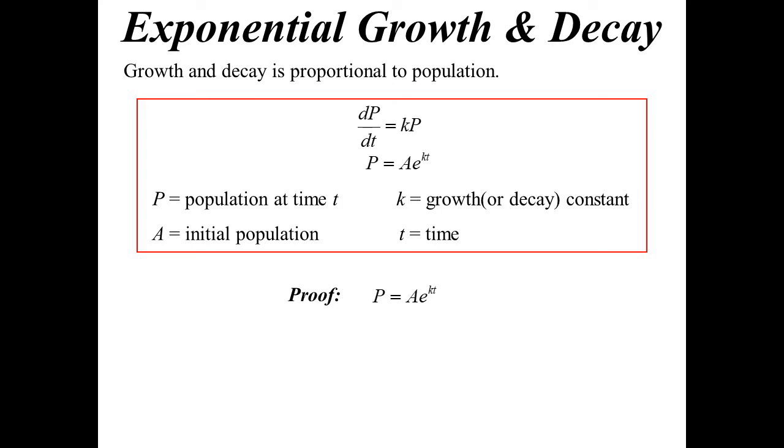So I'm going to prove it, which is the best I can do at this stage. If I know this is a solution, I can prove that it satisfies this differential equation. If P is equal to Ae^(kt), we'll differentiate the exponential. We differentiate the power. The power is kt. Differentiate kt, we get k. So I get kAe^(kt). Well, yes, indeed, that is k times what we said the population is. So it does satisfy that differential equation. As I say, at this stage, all we can do is show that the solution works. Next year, we'll actually work out how you can derive it.